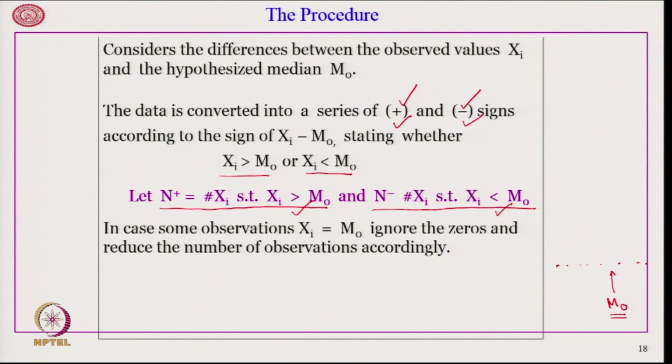In case some observation x i is the same as m naught, then we ignore that value, because in that case x i minus m naught is going to be 0, and if it is a continuous distribution, we can assume that the random variable taking a particular value has probability 0. So, that is the reason.